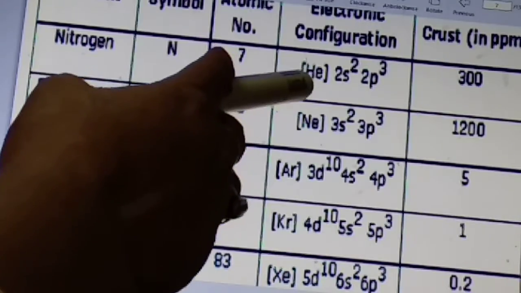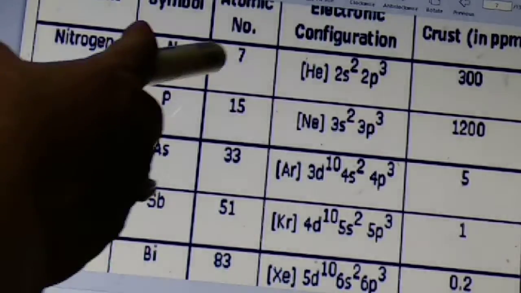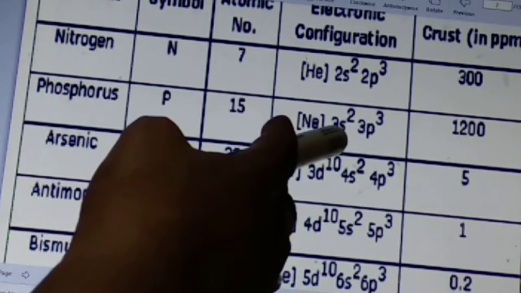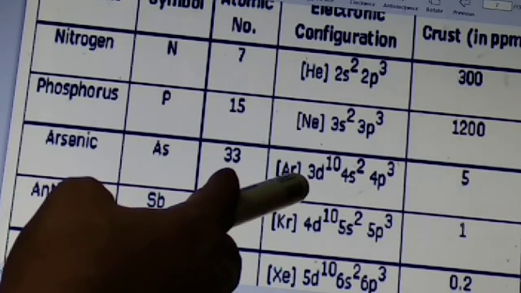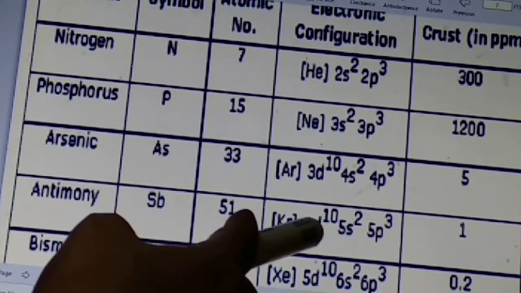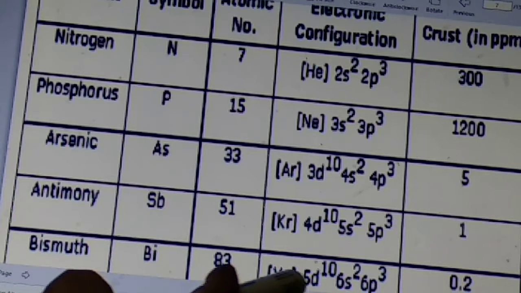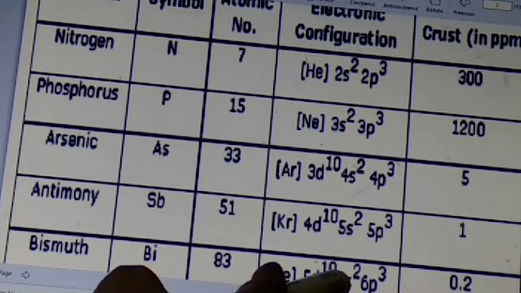Configuration, my dear children: I told you to write the configuration of each element in the form of the inert gas. So for nitrogen, the configuration is helium 2s2 2p3; phosphorus, neon 3s2 3p3; arsenic, argon 3d10 4s2 4p3; antimony, krypton 4d10 5s2 5p3; and bismuth, xenon 4f14 5d10 6s2 6p3.